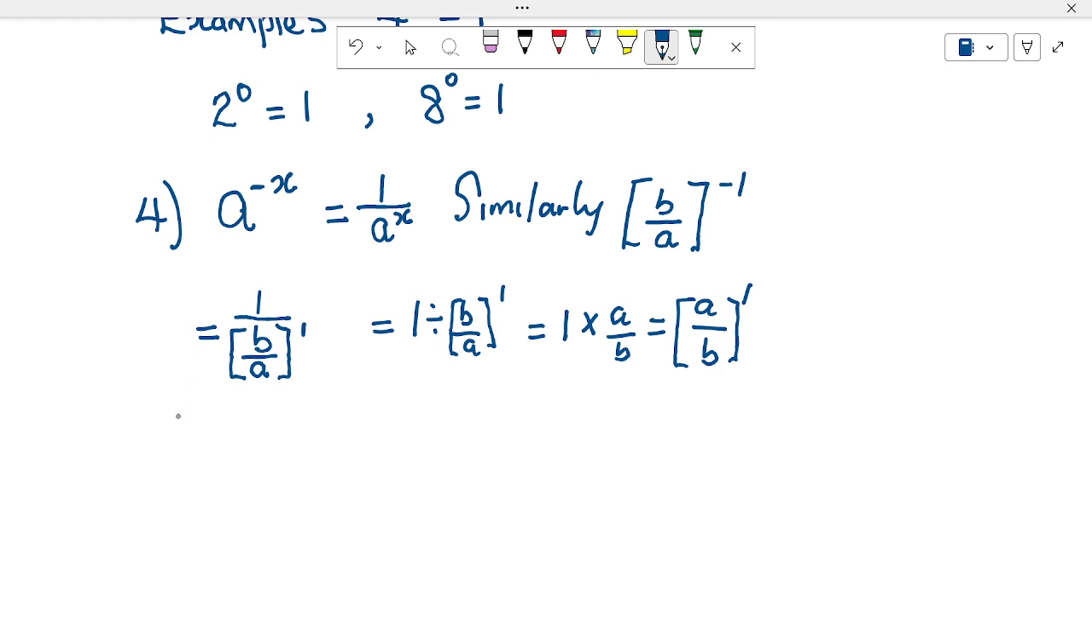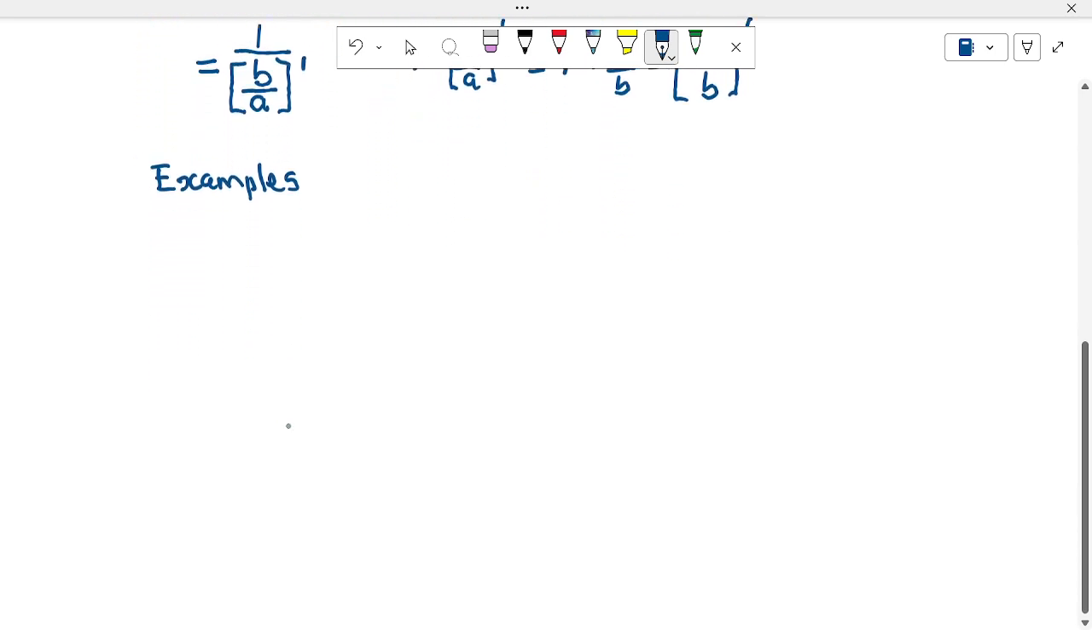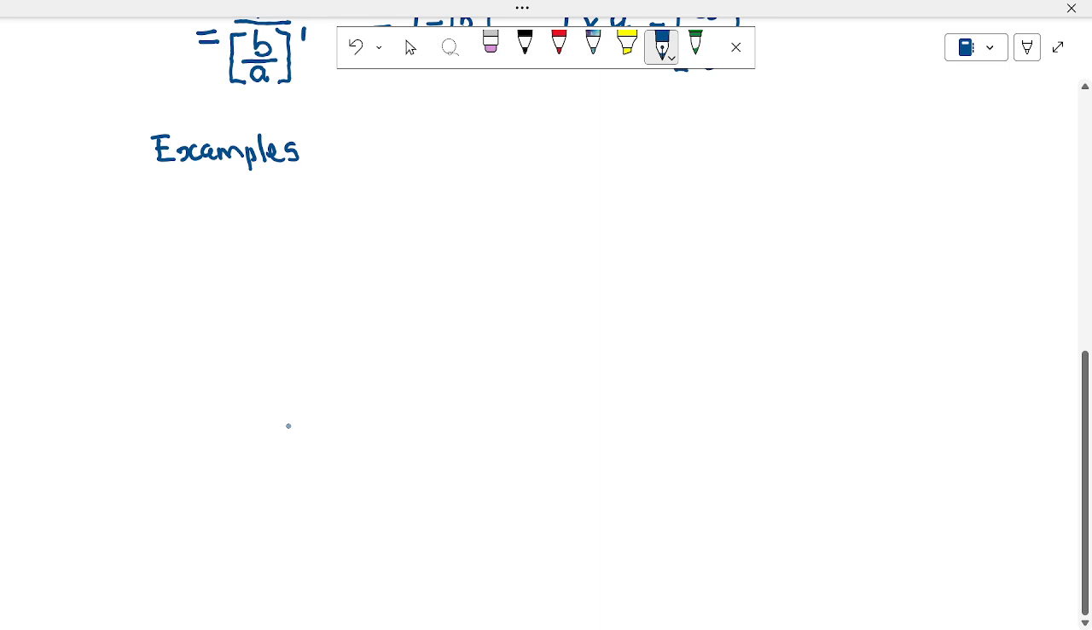Let's take some examples. Solve this expression.